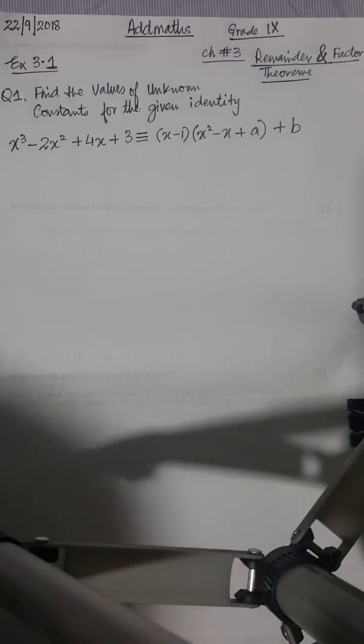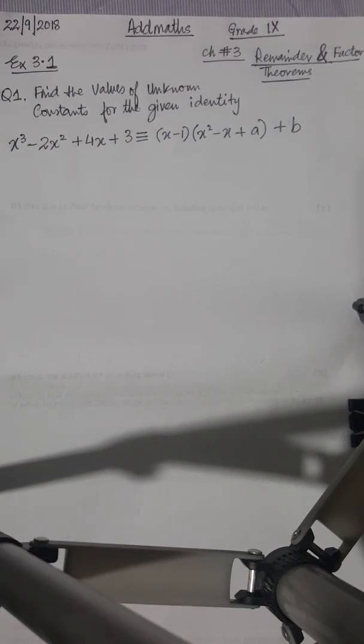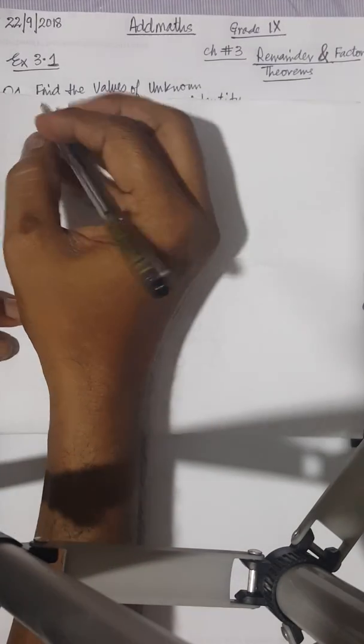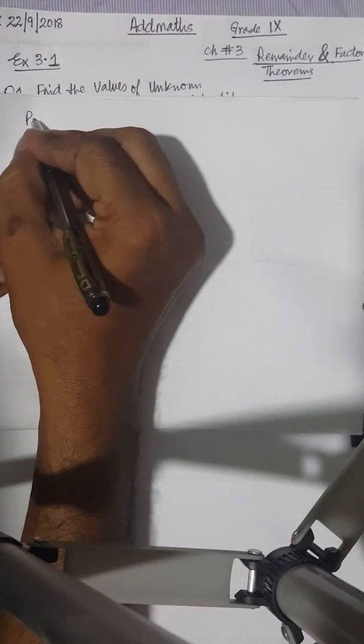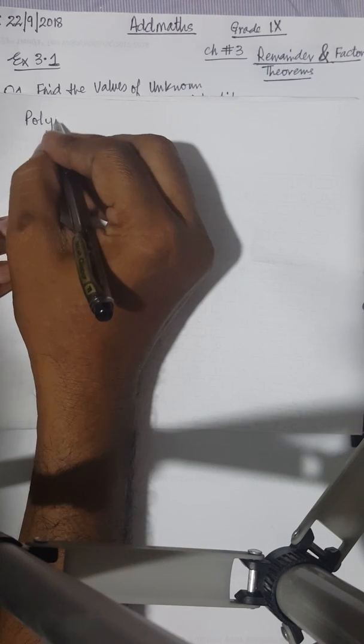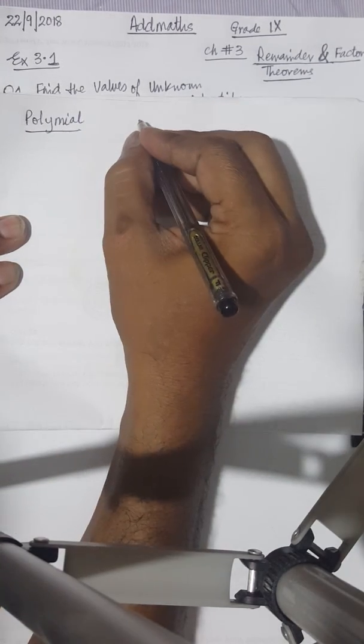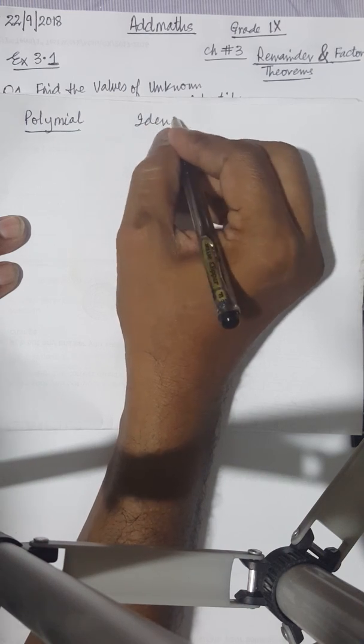This is chapter number 3 of your school booklet, Remainder and Factor Theorem. Now, before starting with this exercise 3.1, I would like to talk about two important things. That is, we need to understand what is a polynomial and what are identities.